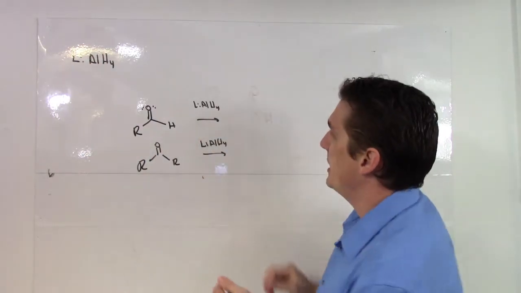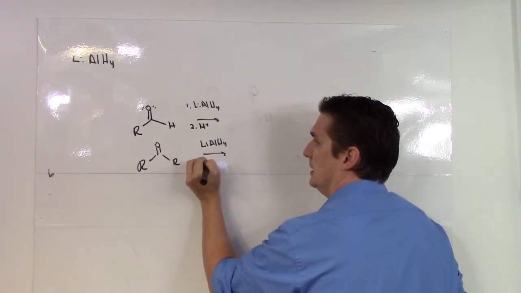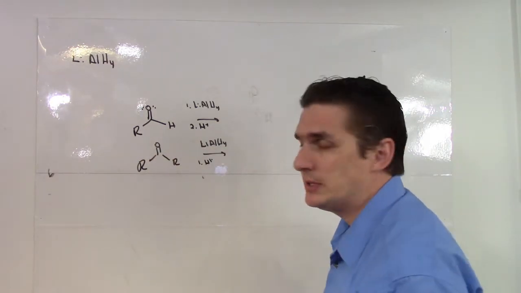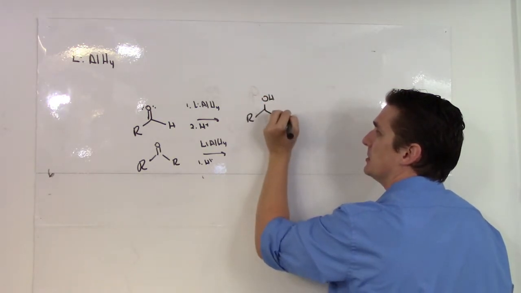So after we do this reaction, we're going to do a subsequent acid workup. And this will convert any aldehyde or ketone into an alcohol.